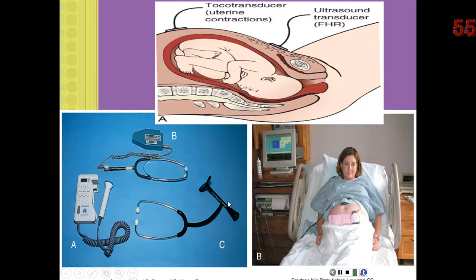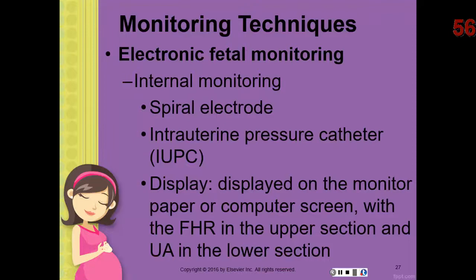Okay? All right. So we also have internal monitoring, and again, I'll show you these. The spiral electrode has a little wire that actually screws into the baby's scalp. And that way we can actually hear the baby's heart rate directly. It's a direct line. We're not using ultrasound then. So we know exactly what's going on with the baby's heart rate.